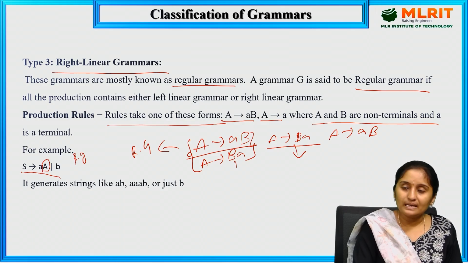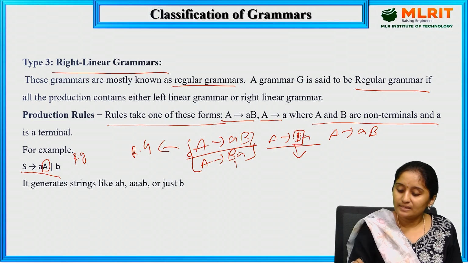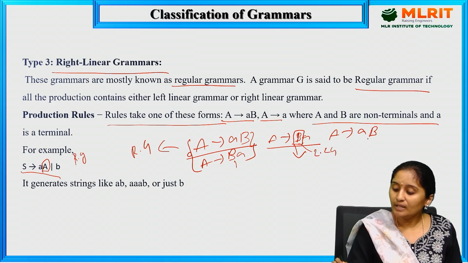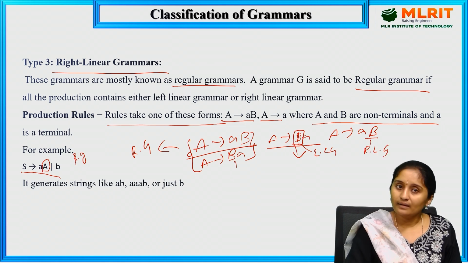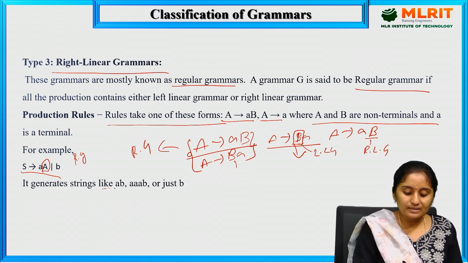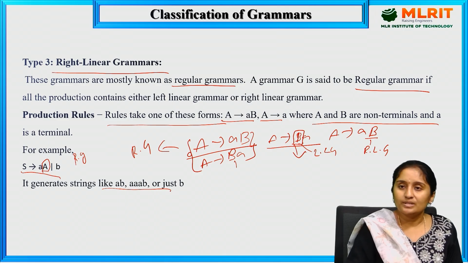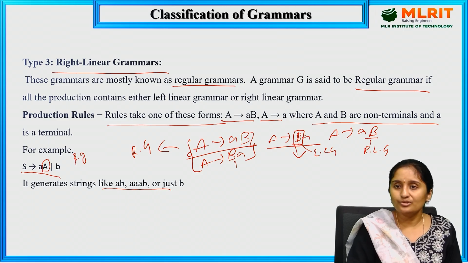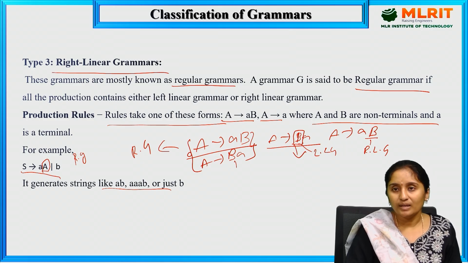When do we call it a left linear grammar? When the non-terminal in the RHS part is present at the first position, then we can call it a left linear grammar. If the non-terminal is present at the end of the RHS part, then we can call it a right linear grammar. So the strings it generates are like AB, ABAB, or just B. Some set of strings it is going to generate. So this is nothing but the right linear grammar, and it is the type 3 grammar. We can also call this right linear grammar a regular grammar.